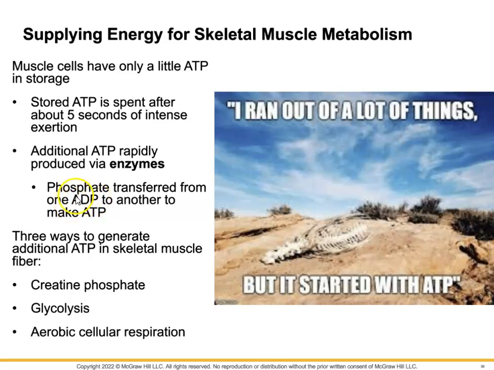Well, that's going to turn this into adenosine monophosphate, right? 1 phosphate. And we can take that 1 phosphate that we stole from it and hook it onto another ADP to make ATP. Well, that's not going to give us much, and it's not going to last long. So only, again, another 5 seconds or so of energy. But we do have 3 additional ways to generate ATP, and that is using creatine phosphate, glycolysis, and cellular respiration.